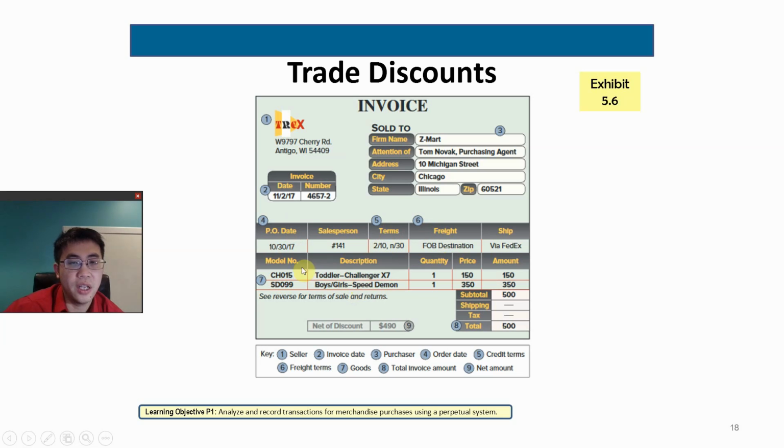And number 7 here is the amount, the items that are sold or purchased by you. And also you have number 8, that is the total amount of the merchandise in dollars. And number 9 right here is the net amount. If you deduct the discount of 2%, that's how much you would pay.